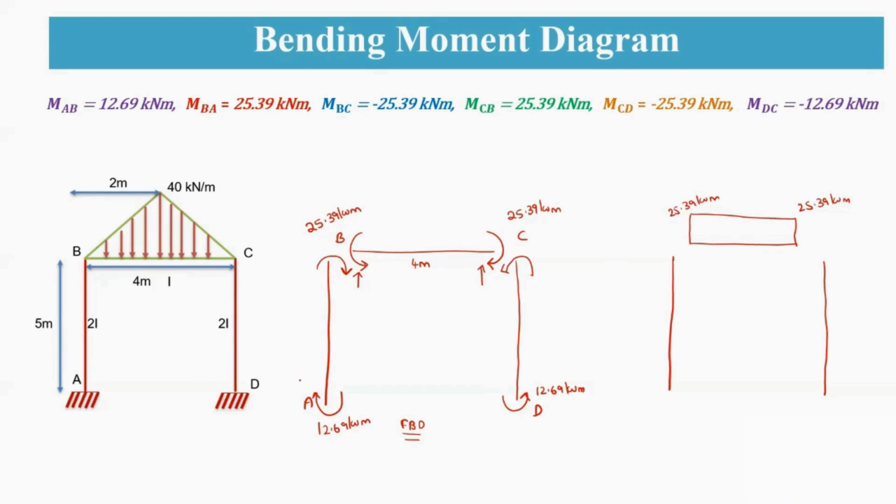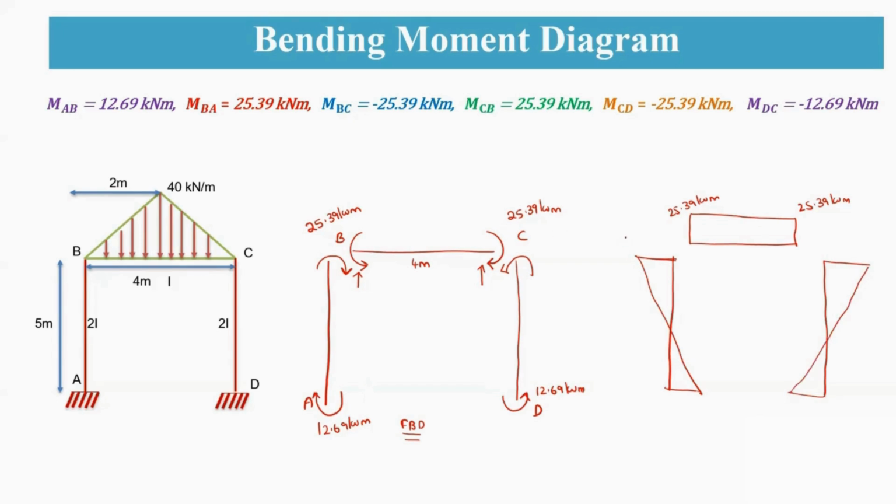Either you can draw from this side, you can draw in this way, or from this side you can draw like this also. So I'm just drawing in this way. Similarly, here also you are having a moment of 25, and then here you are having 12.69.